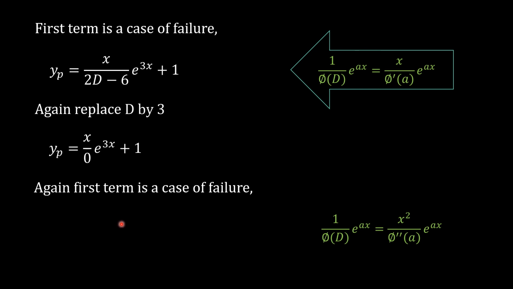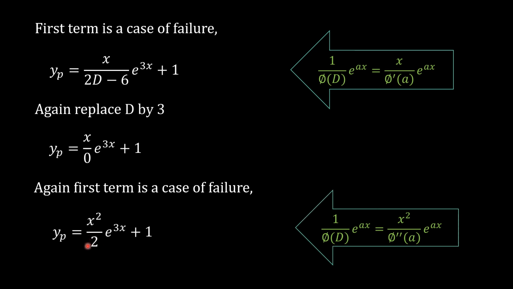So the second order derivative of phi of d, which is d square minus 6d plus 9, will be what? 2. So that derivative will be x square upon 2 e raised to 3x plus 1. As we are left with no term in d in the denominator, this is our required particular integral for the function e raised to 3x, and this whole term is the particular integral of the given differential equation.